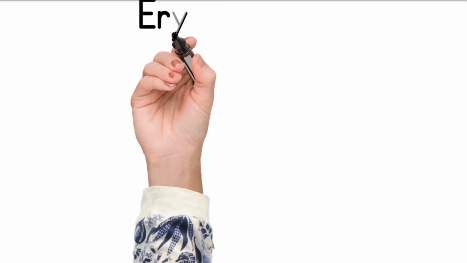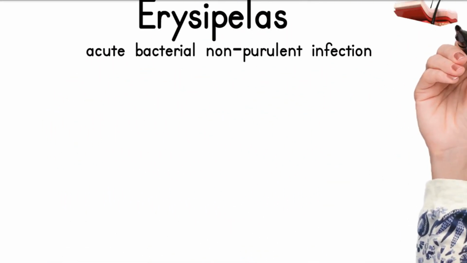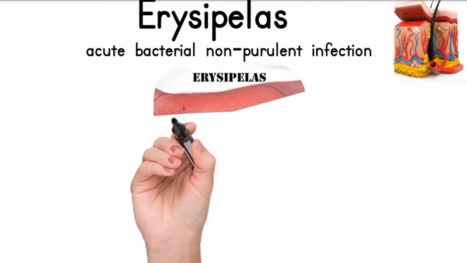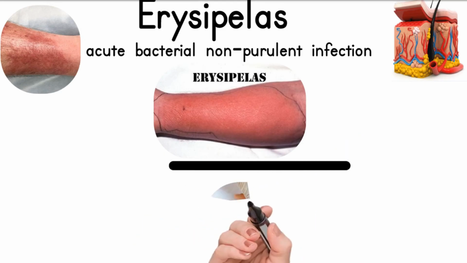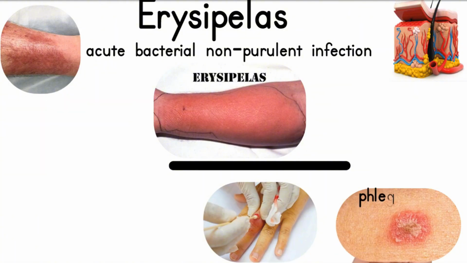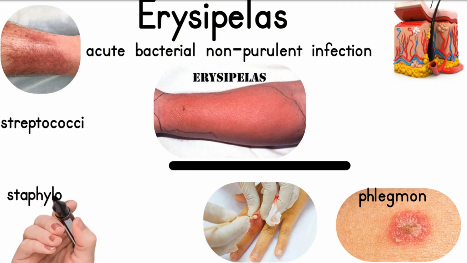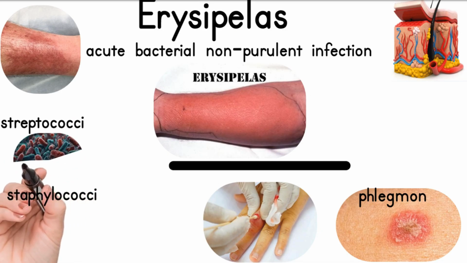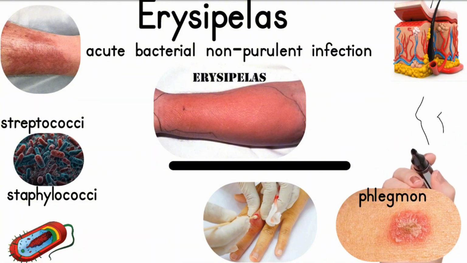Erysipelas. Definition: acute bacterial, non-purulent infection of the skin without involvement of the subcutaneous tissue, limited to the epidermis and dermis, in contrast to phlegmon, which involves the subcutaneous tissue. Bacteria: Streptococcus group A, beta-hemolyzing. Staphylococci are rare. First a portal of entry, then spread via the lymphatic vessels.